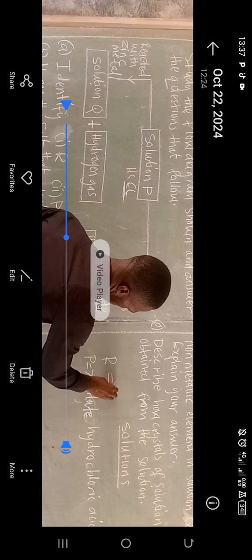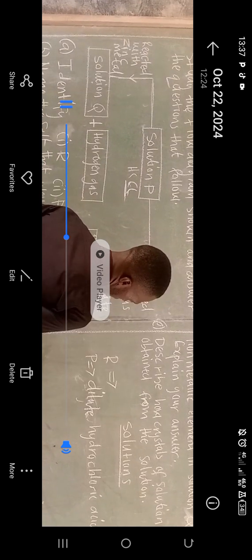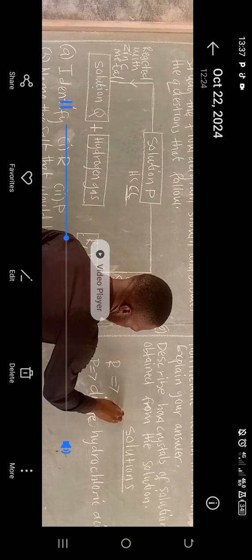Sorry, there I wrote silver nitrate, but if you got the explanation very well, I said it is silver chloride.